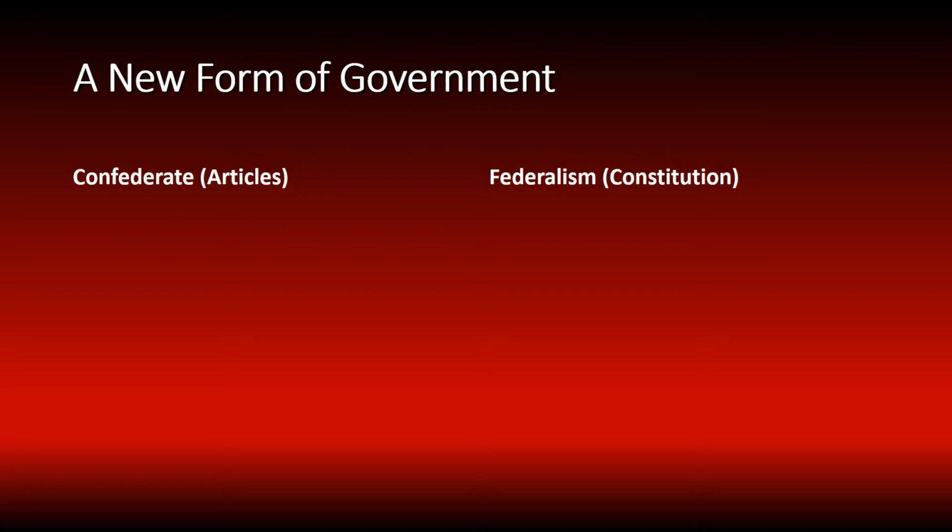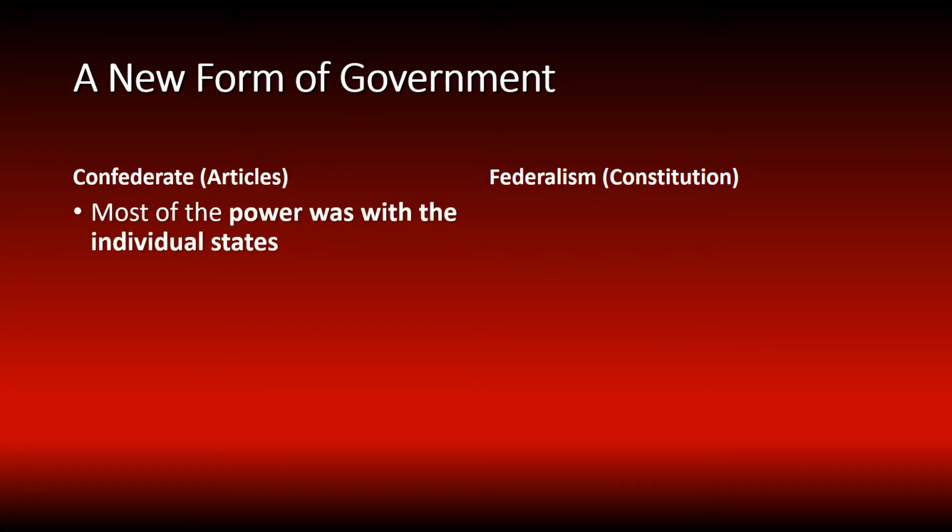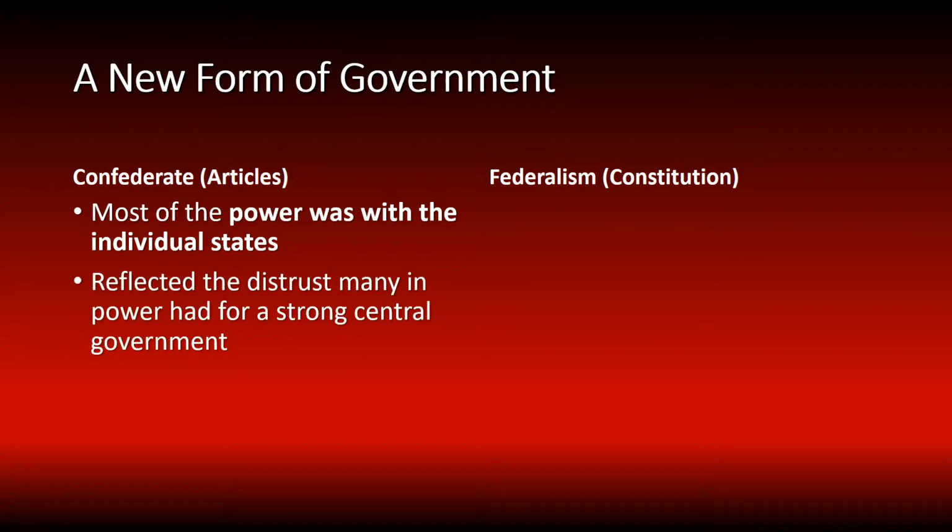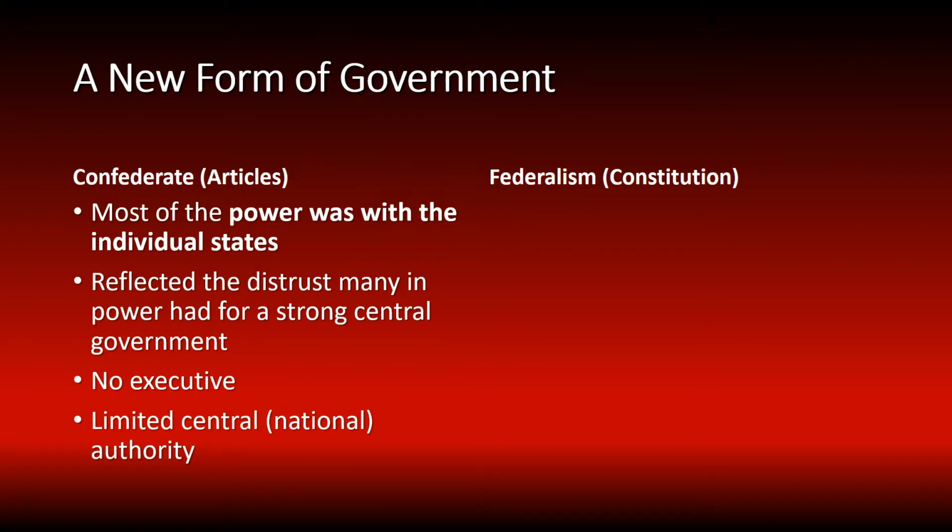So the federal Constitution creates a new type of government. Let's look at the old versus the new. The Articles was a Confederate form of government. Most of the power was within individual states. They had the sovereignty. It reflected a distrust that many people had of a strong central government. There was no executive power and very limited national authority. The central authority was virtually non-existent.